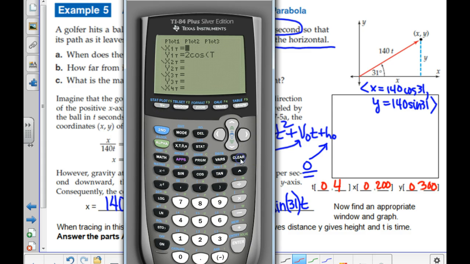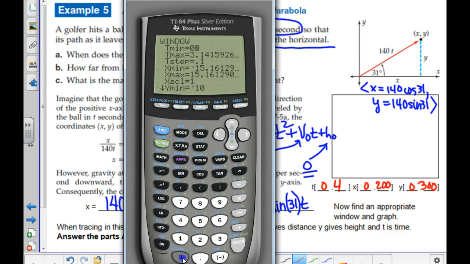All right. The first one, x, is just the component. So it's 140 cosine of 31. Close your parenthesis and then put your t, or you can put your t out in front. And this one is negative 16 t squared plus 140 sine of 31. Gotta have a t after that. Close your parenthesis and put a t. And then there is no initial height, so we won't have anything to put on the back. All right, we're gonna go to our window.